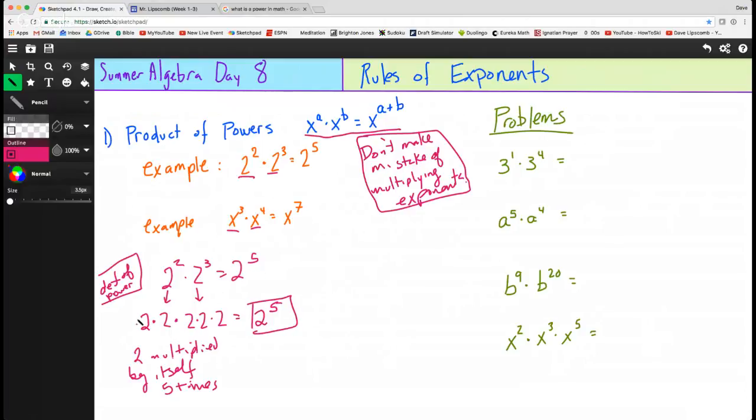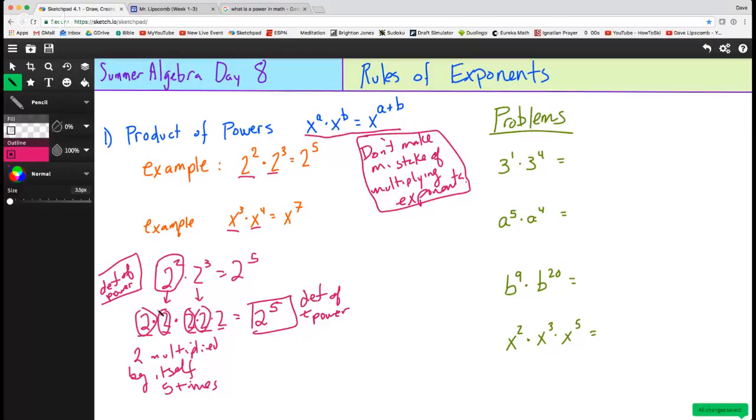And so I'm showing you why you add your exponents, because here's 2 3's multiplied together. Here's 3 3's, and if you multiply them all together, you get 5 3's, because 2 times 2 times 2 times 2 times 2 is, by the definition of power, 2 to the 5th.